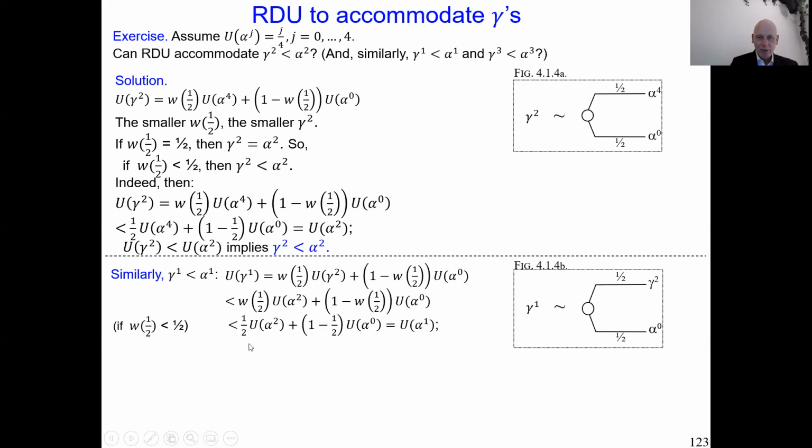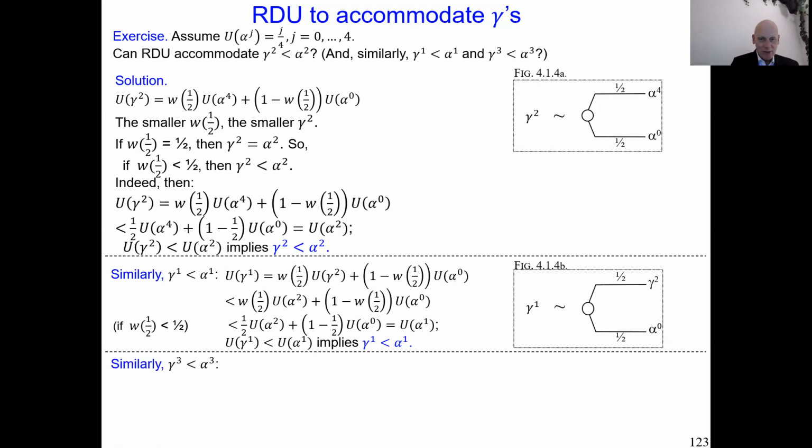Well, we know that, assuming W half smaller than half, then in this convex combination, if we replace this weight for the best outcome by a bigger weight, because that's what we assume, the convex combination becomes bigger. So we have that inequality. We already know that is utility of alpha 1. So we're getting here utility of gamma 1 is smaller than utility of alpha 1, utility is strictly increasing, gamma 1 smaller than alpha 1, and gamma 3 is a very similar reasoning.